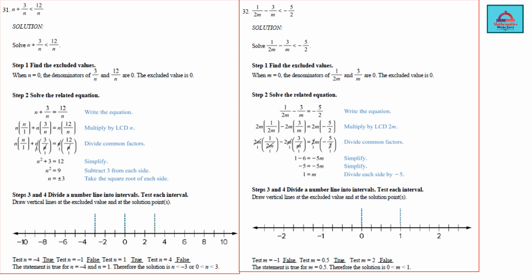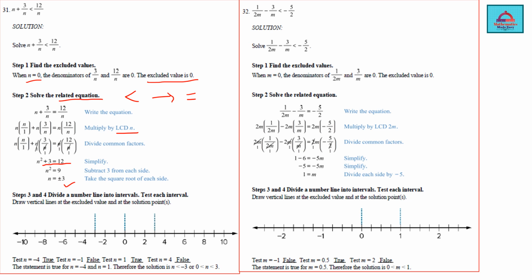So step 1 would be to find the excluded value, which I told you is going to come from the denominator. Denominator is n. So the point where n is 0 will be the excluded value. So there is only one excluded value in this problem. And now for step 2, we convert to the related equation. That means we are replacing the less than symbol of inequality with equal to, and again taking the LCM here, which is n, cancelling the common terms, converting into a simplified form. So the equation that we are getting is n square is equal to 9, which is going to give you two values, plus minus 3.